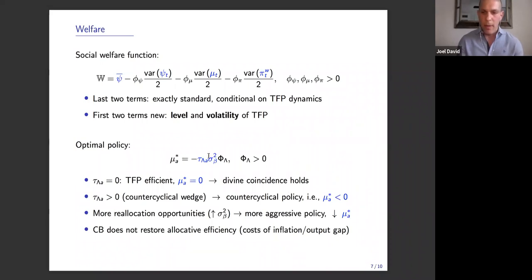The presence of sigma squared beta here says that when there's more heterogeneity and more opportunities for reallocation, any distortion in the allocation is more costly. And so the central bank wants to do even more aggressive countercyclical policy. The last point I want to make here is, even though you can't see it from the equation, the central bank cannot restore the first best in this economy. The reason is, as it's driving the output gap to be more and more countercyclical, it's going to start bearing more and more volatility in inflation and the output gap, and those terms are costly on their own. So there's going to be an interior solution to the optimal policy.